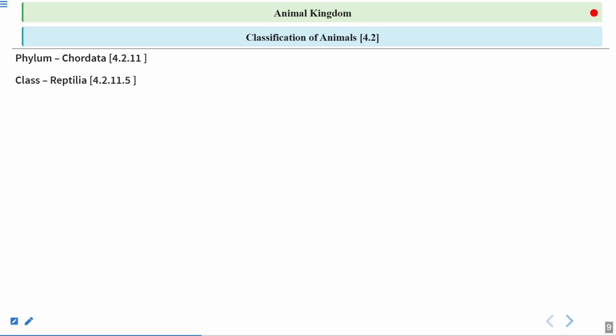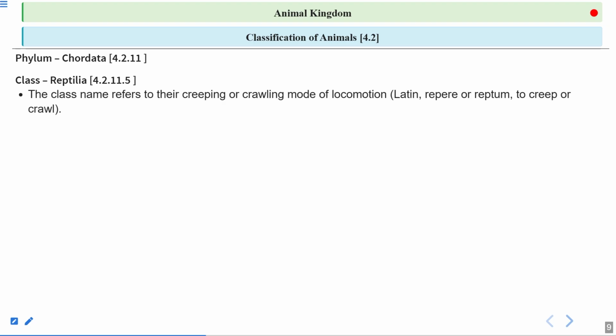Now we will talk about the next class, that is called Reptilia. The class name refers to the creeping and crawling mode of locomotion. In the term Reptilia, the Latin repere or raptum, what is the meaning of this? To creep or to crawl. So the creeping or crawling organisms are called Reptilia, right? And that is the mode of locomotion that they adapt.